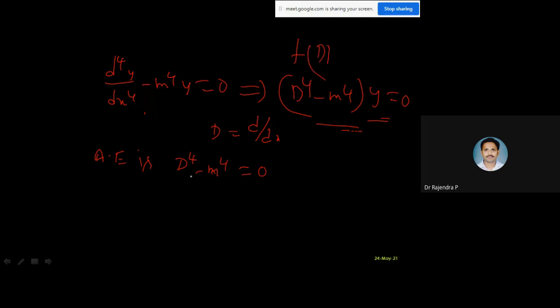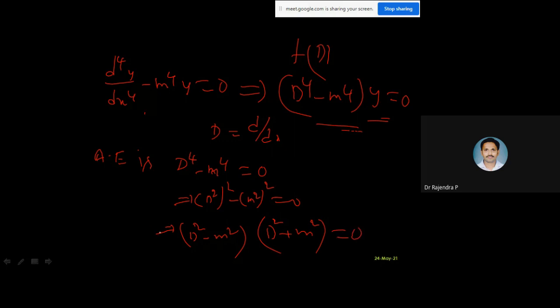This is something like a square minus b square form, right? So D square whole square minus m square whole square, that will be a plus b into a minus b, right? So that means D square minus m square into D square plus m square, which is equal to 0, correct? Now again, D square minus m square is again a square minus b square, so I can write D plus m into D minus m. And the other factor is D square plus m square, which is equal to 0.